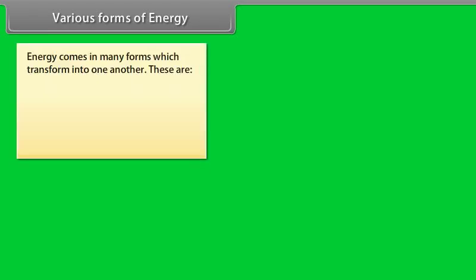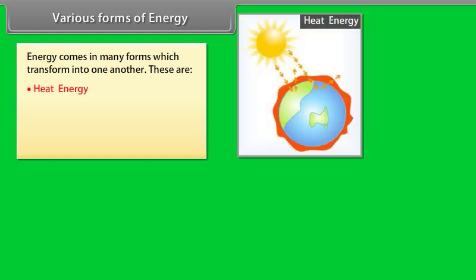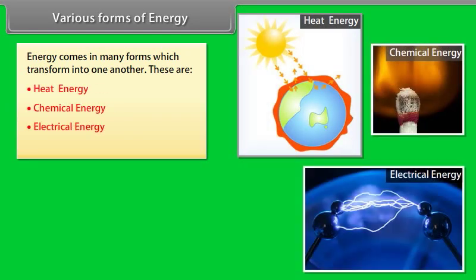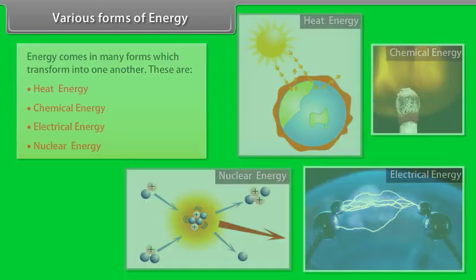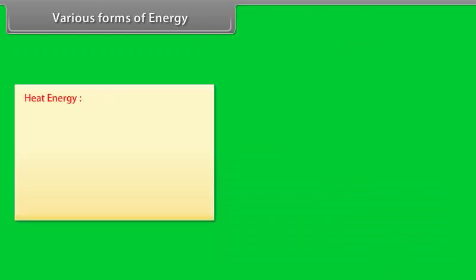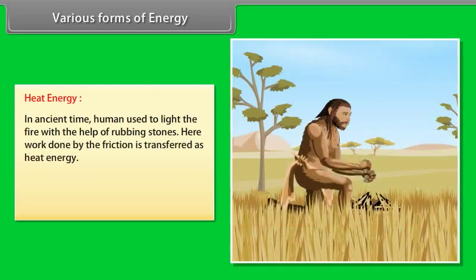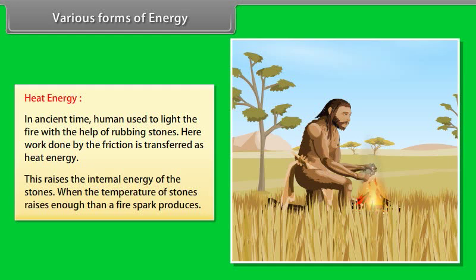Various forms of energy. Energy comes in many forms, which transform into one another. These are heat energy, chemical energy, electrical energy, nuclear energy. Heat energy. Let us take an example for better understanding. In ancient time, humans used to light the fire with the help of rubbing stones. Here, work done by the friction is transferred as heat energy. This raises the internal energy of the stones. When the temperature of stones rises enough, then a fire spark is produced.